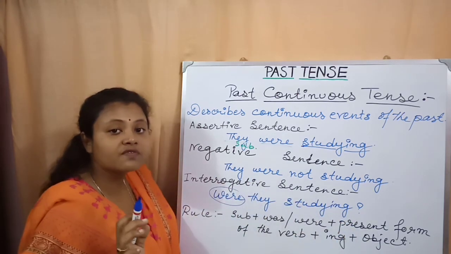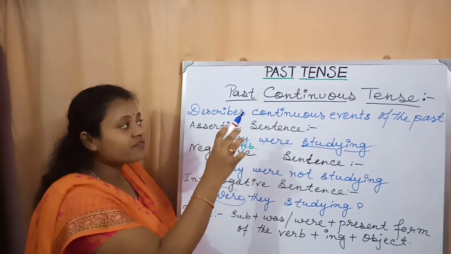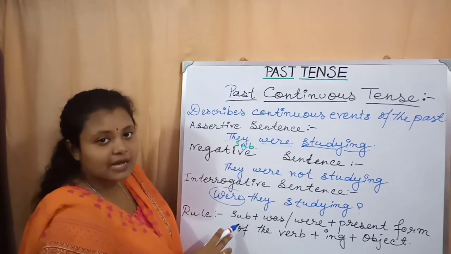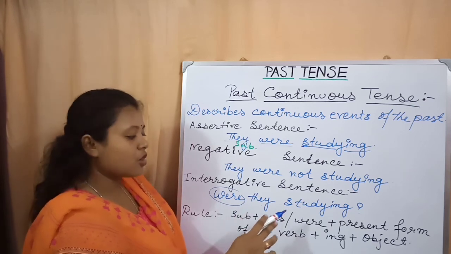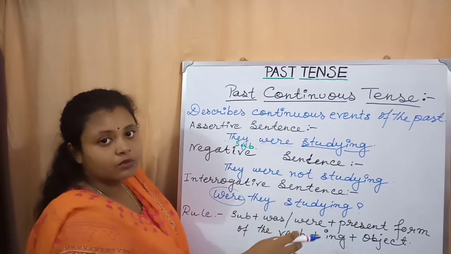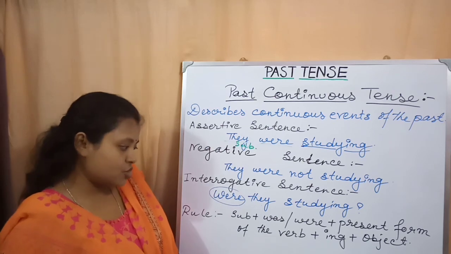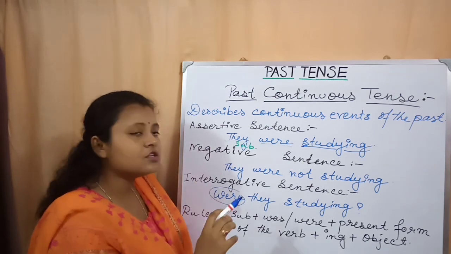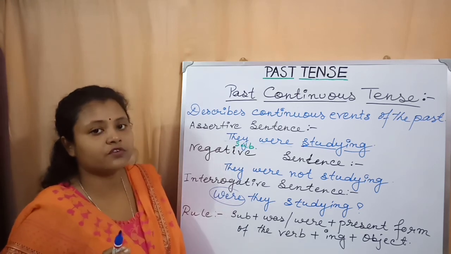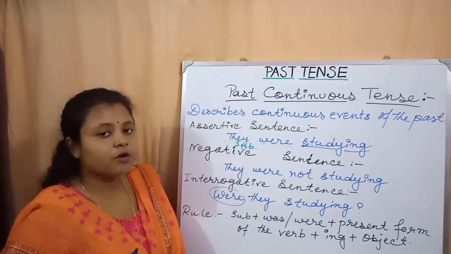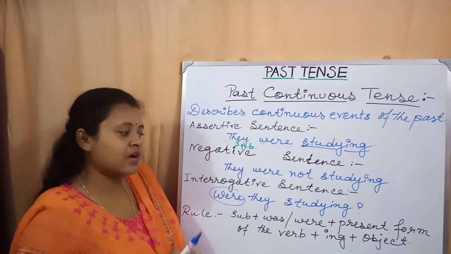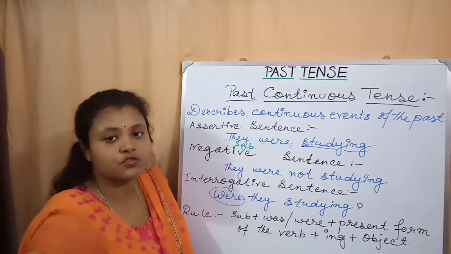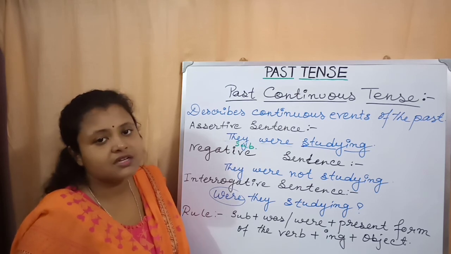So what is the rule of this tense in assertive sentence? First you have to write the subject, then was or were, then the present form of the verb, then ing, then object. So remember students, you cannot write the past form of the main verb over here. You have to write the present form of the main verb. Then ing you have to add. After that the rest of the sentence.